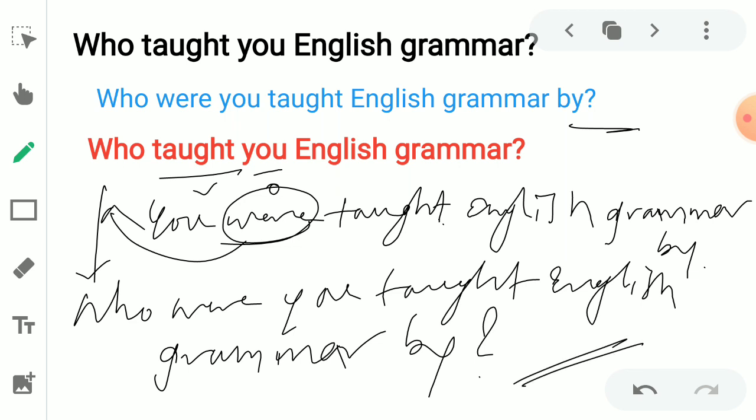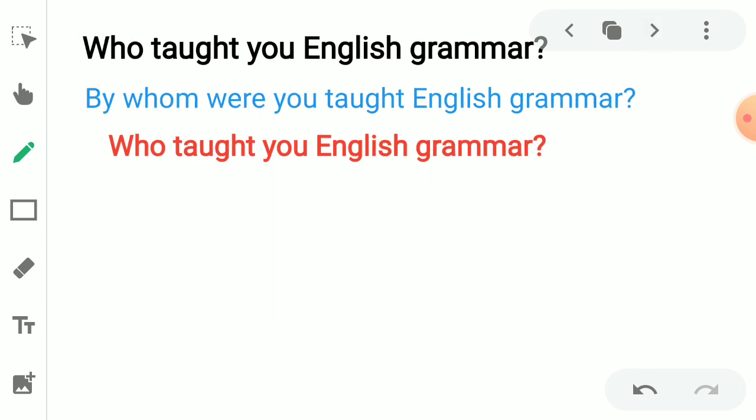So this is the second step to write, and the third step at the end is very simple to write. How do you write the third step? By whom were you taught English grammar? Here the third step and the first step both are the same, but the way we write the structure of the sentence is a bit different to understand.